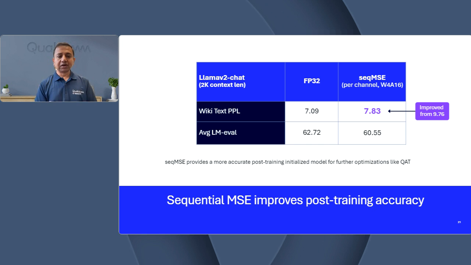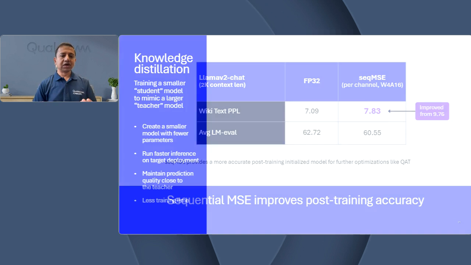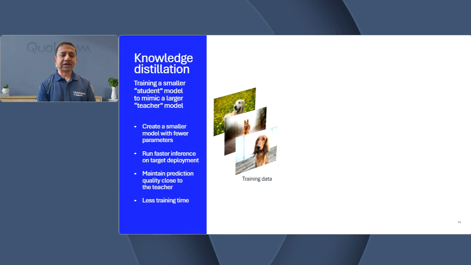And if you look at LM eval, the downstream benchmarks, you can see that the sequential MSE score comes close. Here, the higher the number, the better. And there's a delta of more than 2% here. But we can combine this technique with more techniques, like knowledge distillation with QAT.